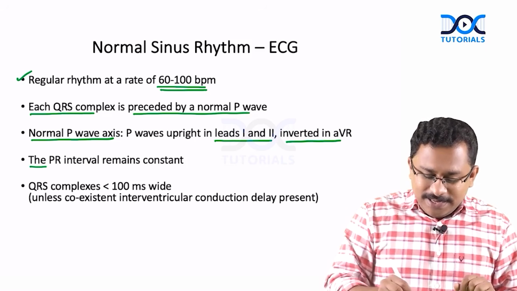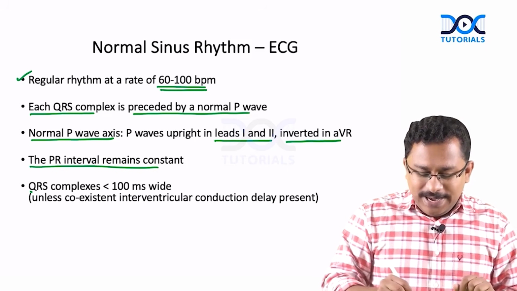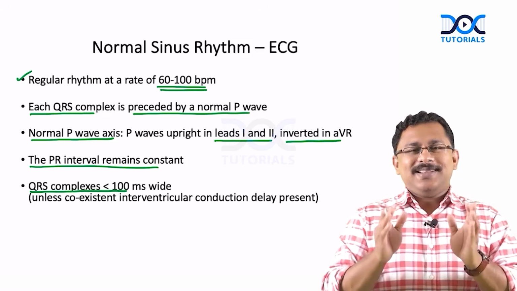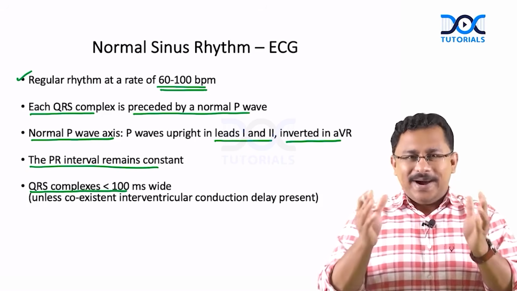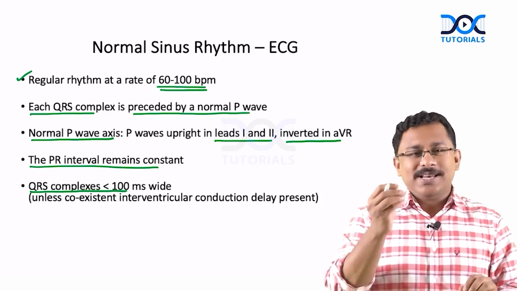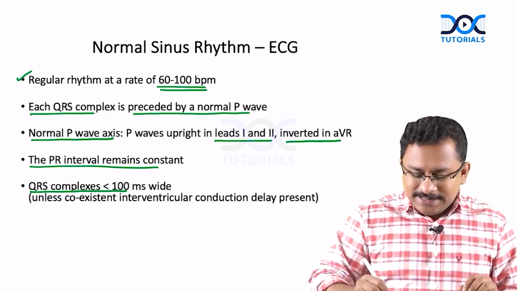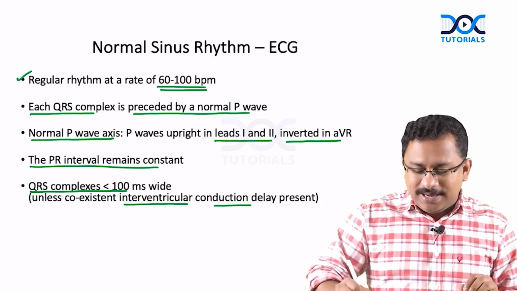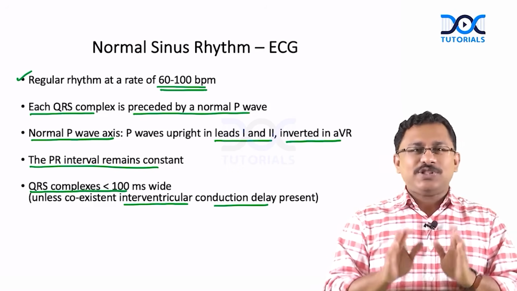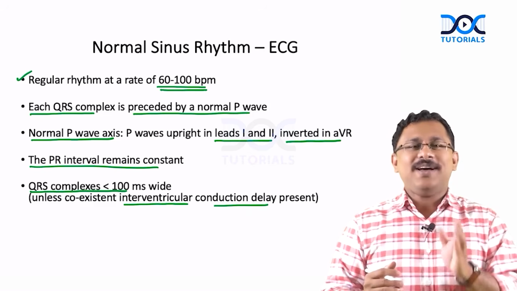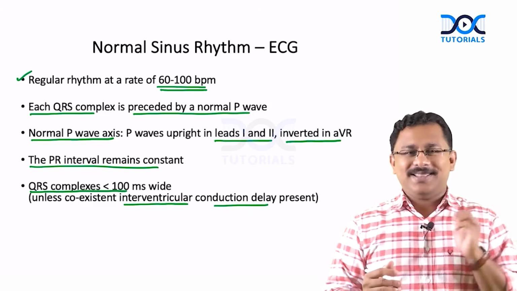The PR interval remains constant and it's a normal size QRS complex because the QRS complex is not wide here, okay, so it will be less than 100 milliseconds unless there is a coexistent interventricular conduction delay, otherwise QRS will be normal. So these are the characteristics of a normal sinus rhythm.